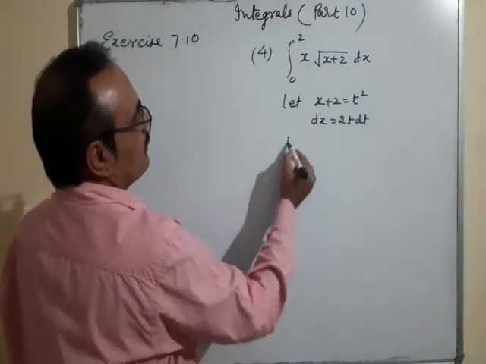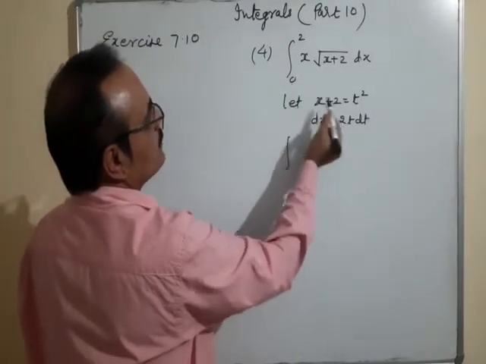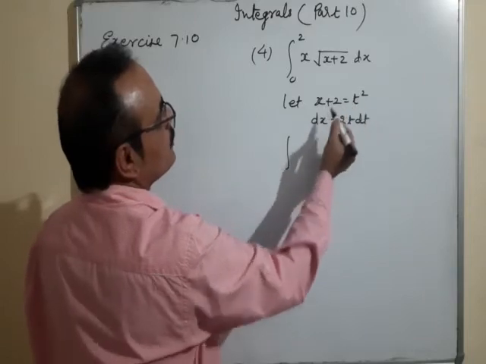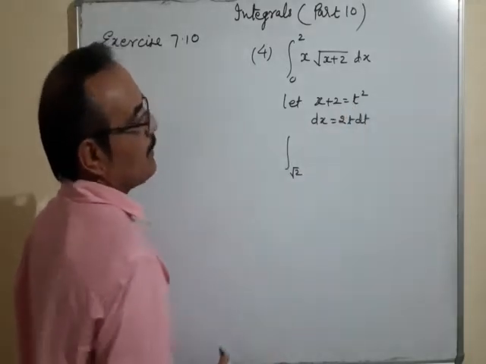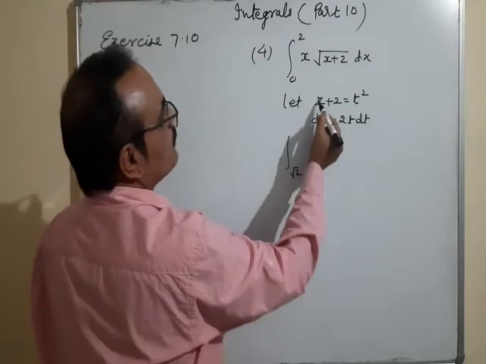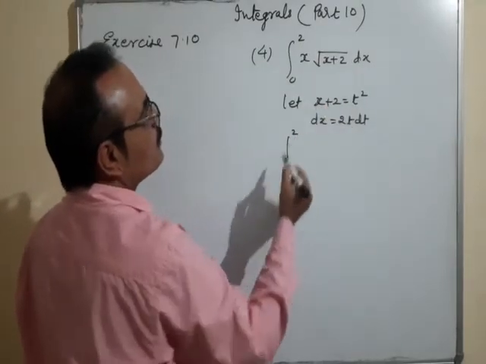Okay. Limit will be changed in the same format. When I put 0 here, t square is equal to 2, therefore t is equal to under root 2, not minus 2. Second, I can put here 2: x is 2, t square is equal to 4, t is equal to plus 2.